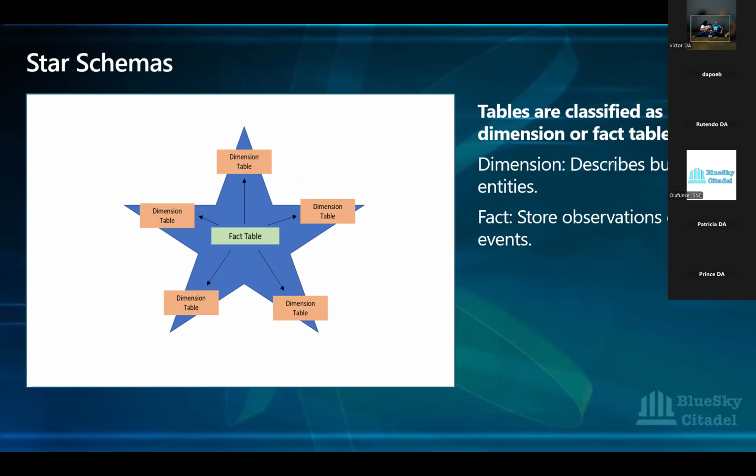Facts store observations or events. Can you hear that? Your facts store observations or events, that's your metrics, and can be sales orders, stock balances, exchange rates, temperature, cost, sales. Am I communicating to you? These are the things your facts store. Okay? A fact table contains dimension keys.